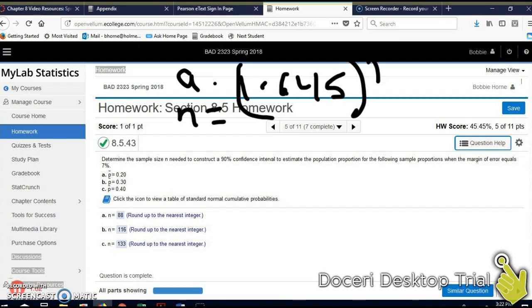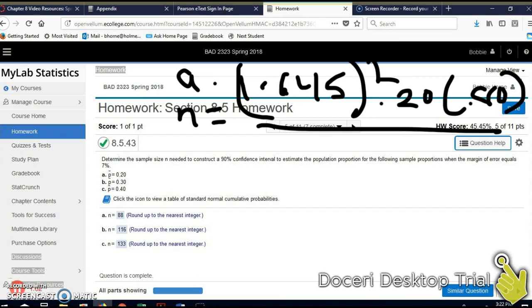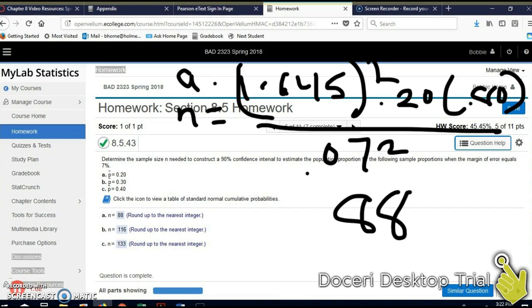If we square our z value, 1.645 squared, and then our proportion is 0.20, and 1 minus our proportion is 0.80, and we divide that by our margin of error, which is 0.07 squared. If we put that in our calculator, 1.645 squared times 0.20 times 0.80, and then divide that by 0.07 squared, you're going to round up and get 88.